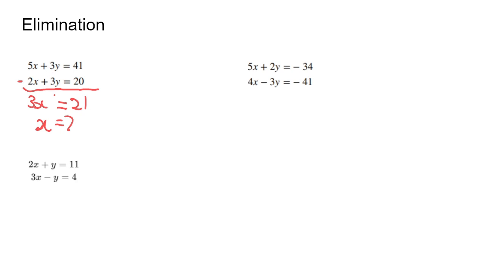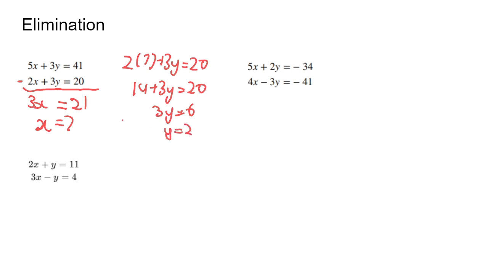Now we can substitute that back into one of these ones. I'm going to choose this one. We can do 2 times 7 plus 3y equals 20. 14 plus 3y equals 20. 3y equals 6. And then divide both sides by 3 to get y equals 2. We have x equals 7, y equals 2.